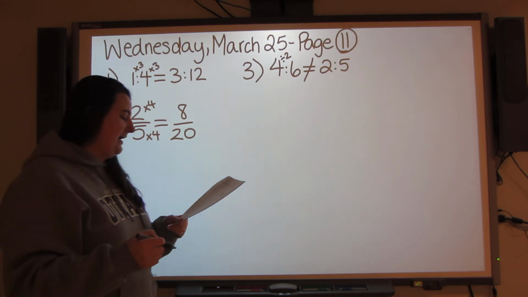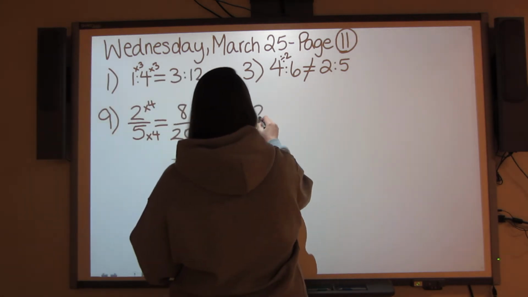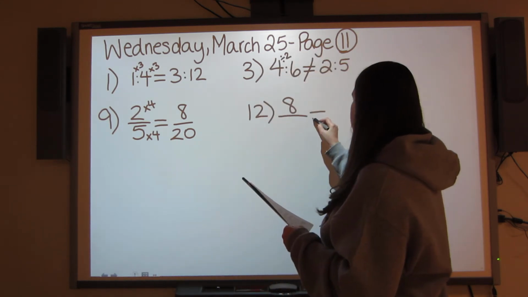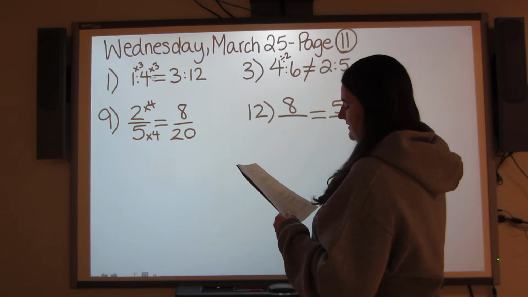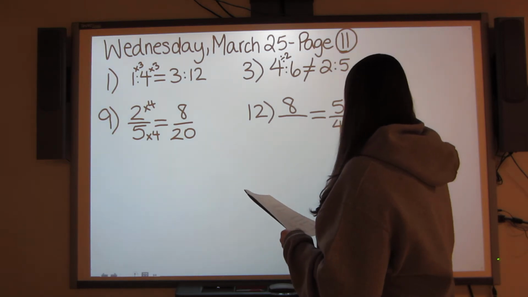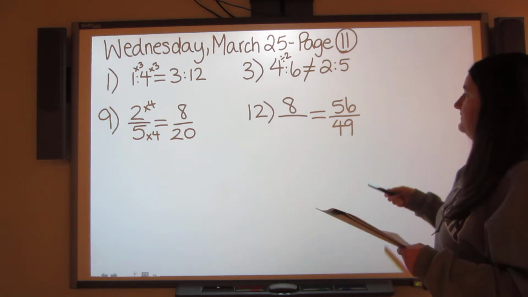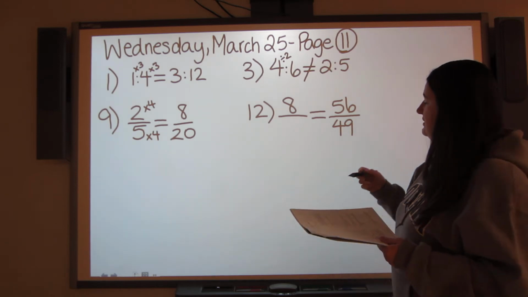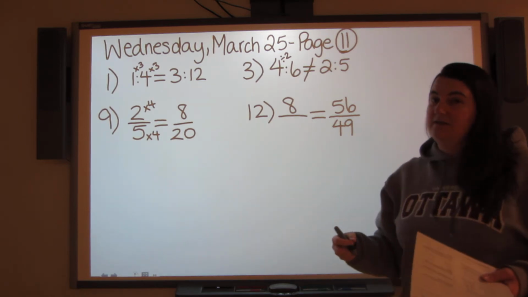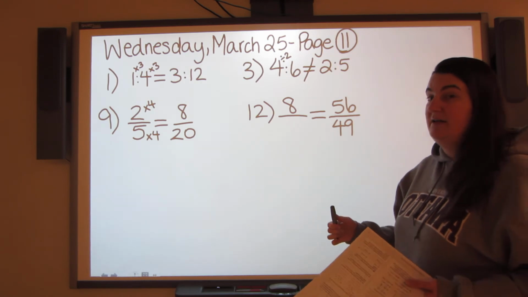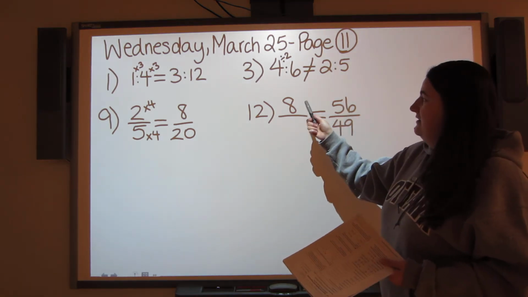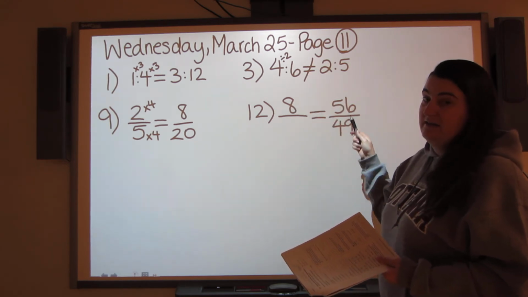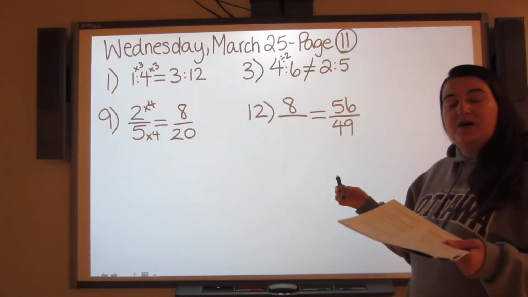All right, let's take a look at number 12. So number 12, I have 8 over something, which equals 56 over 49. So again, your job, figure out what is the relationship between 8 and 56. You can do a times or a divide relationship. Either one's fine, you're going to get the same answer. 56 divided by 8 is something, or 8 times something is 56. You've got lots of options.